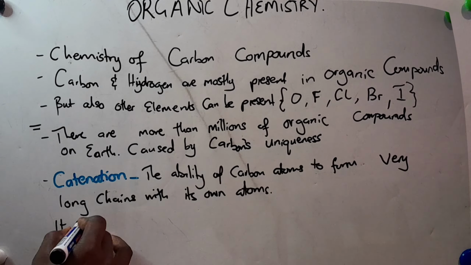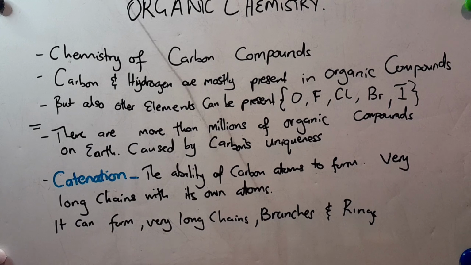So organic chemistry is the chemistry of carbon compounds. So we are going to be talking about carbon compounds a lot. So carbon and hydrogen are the most present atoms in the organic compounds. So we find out that a lot of them are made out of carbon and hydrogen.